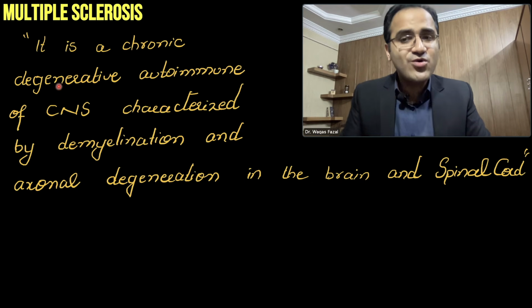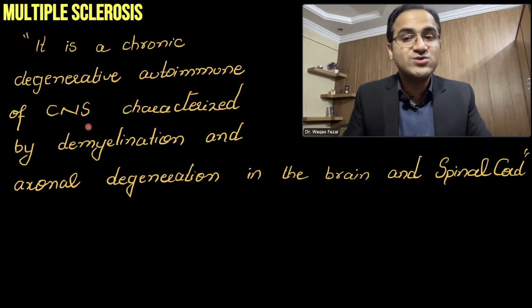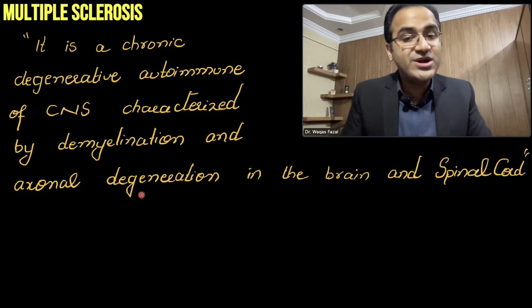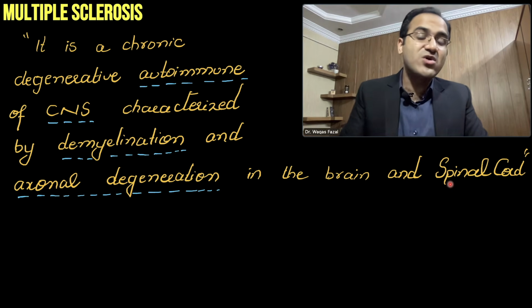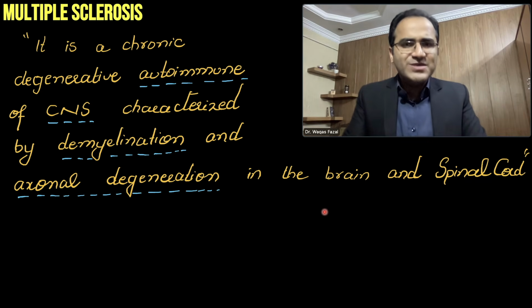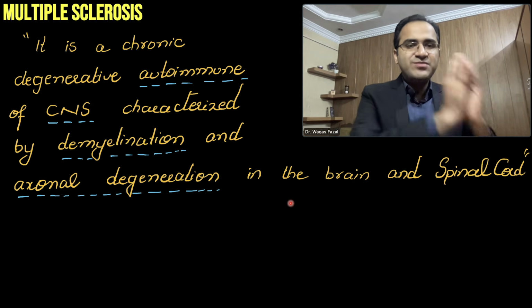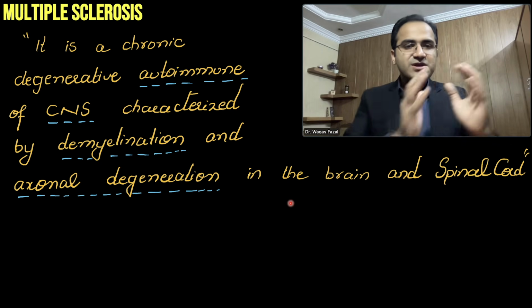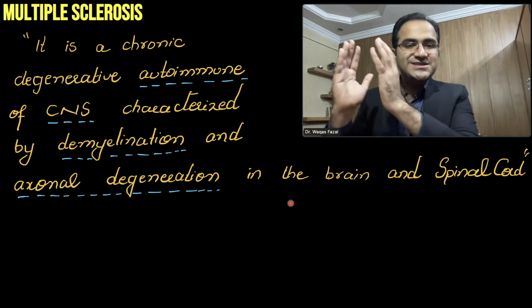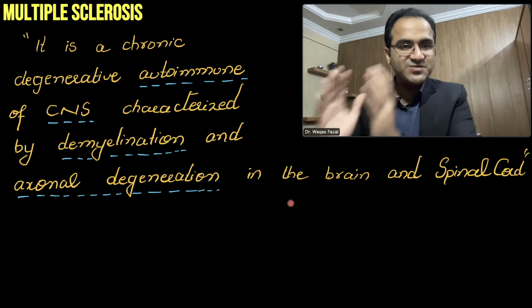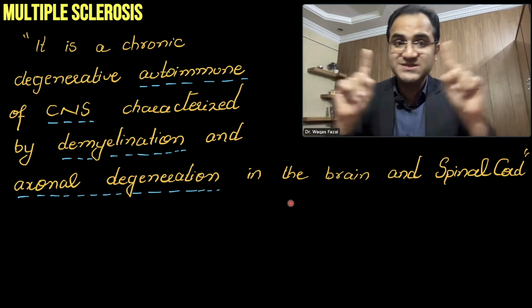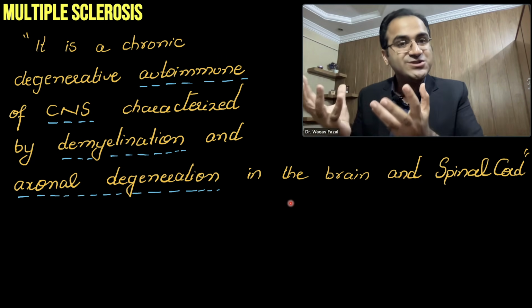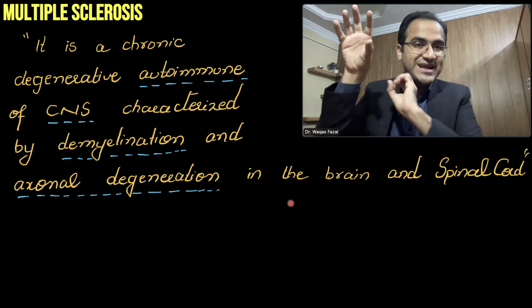Multiple sclerosis is a chronic degenerative autoimmune disorder of the CNS which is characterized by demyelination and axonal degeneration of the spinal cord and the brain. Basically, what is happening is that the immune system is damaging the central nervous system. The immune system is damaging the neurons of the brain and the spinal cord. The peripheral nervous system is not affected. It's the central nervous system. And what constitutes the central nervous system? It's the brain and the spinal cord.